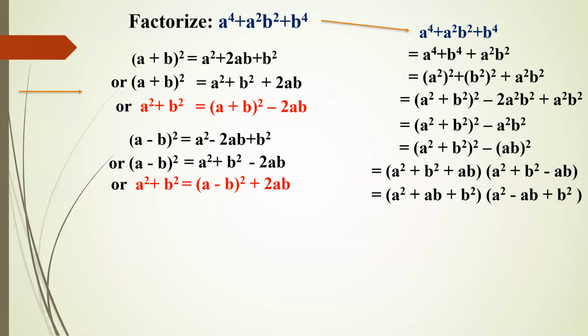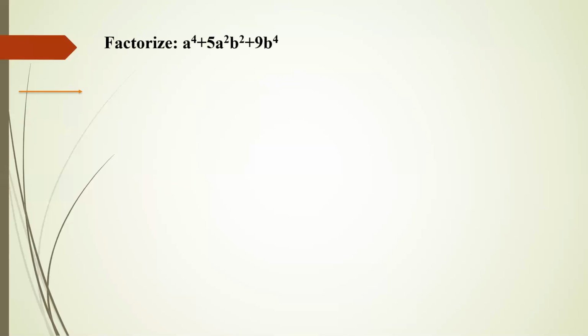Okay. Now let's look at the next example here: a to the power 4 plus 5a square b square plus 9b to the power 4. Now you understand how we factorize this type of expression. Remember, whenever you see the power 4 in the first term, we use this kind of factorization, that is the power 4 one.